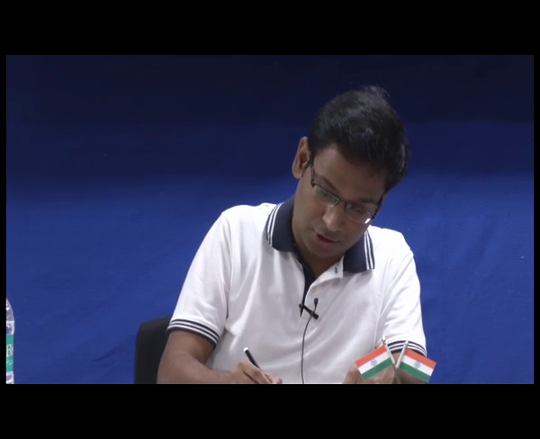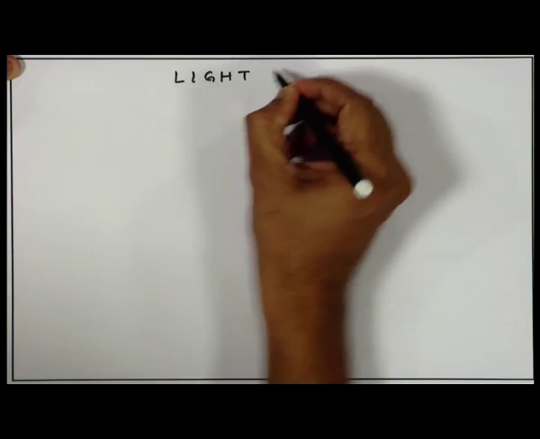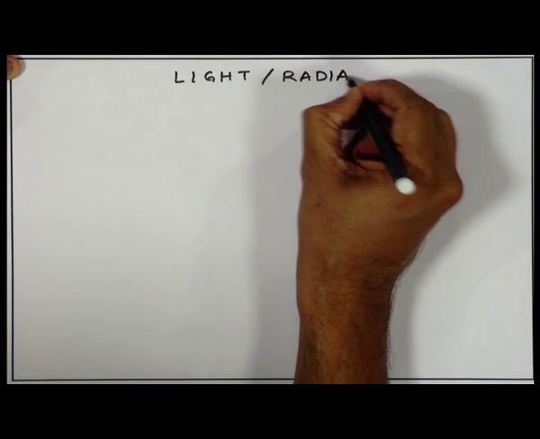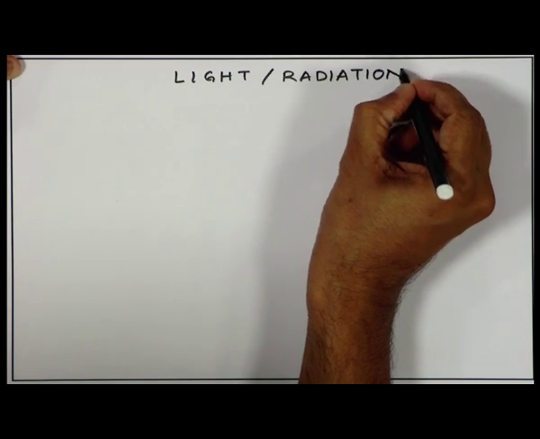So far we have seen the subatomic particles in an atom and how we can use this information to define or identify an atom. Now, we will learn about something else which is very important in the understanding of atomic structure, and that is light, or we also call it radiation. We will use both the terms interchangeably.